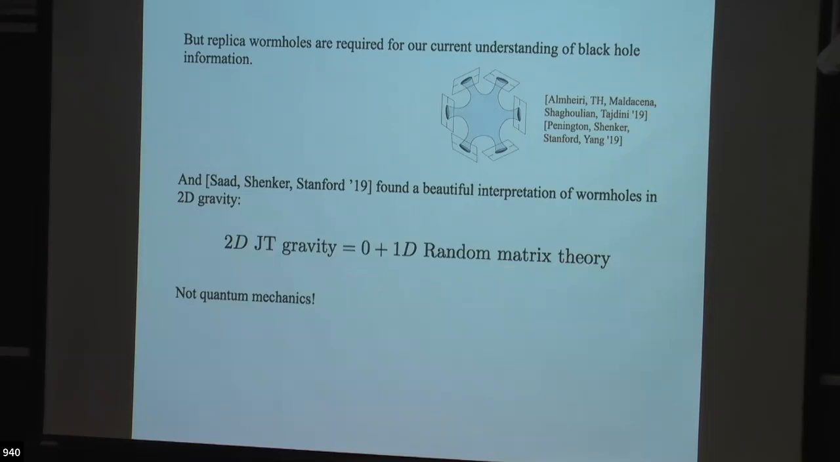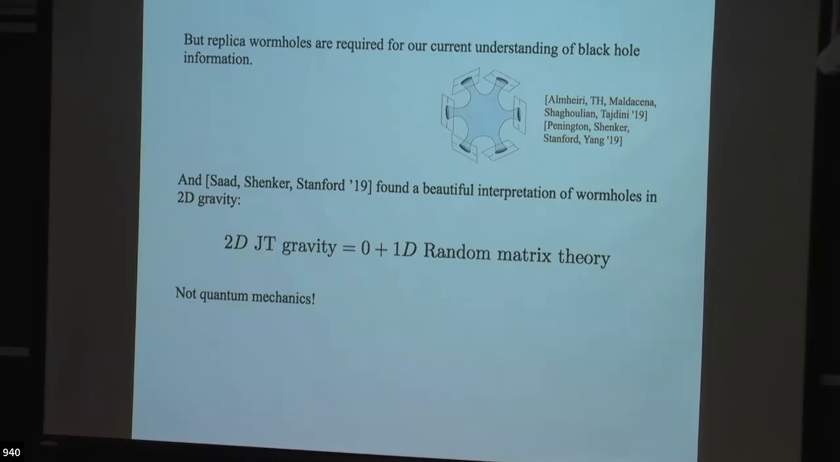Basically, this is the holographic dual. It lives on the 0+1 dimensional boundary of AdS2. Now, this is fundamentally different, at least at first glance. This appears to be fundamentally different from other examples of AdS/CFT. That's why it's so interesting. Just understanding the analogy with replica wormholes.